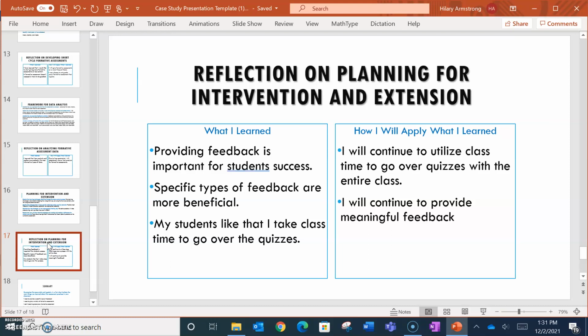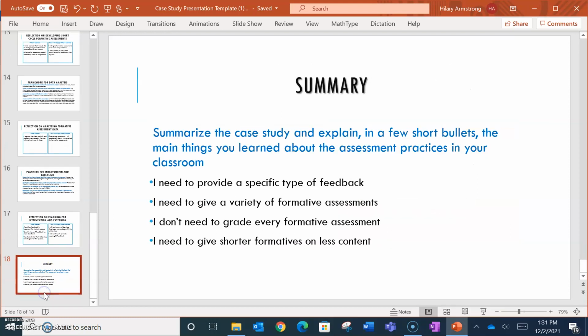I learned that providing feedback is very important for students. Specific types of feedback are more beneficial than others. And my students actually said that they liked that I took all the time I did to go over the quizzes. So to apply what I learned, I'm going to continue to use class time to go over quizzes, and I'm going to work on providing more meaningful feedback.